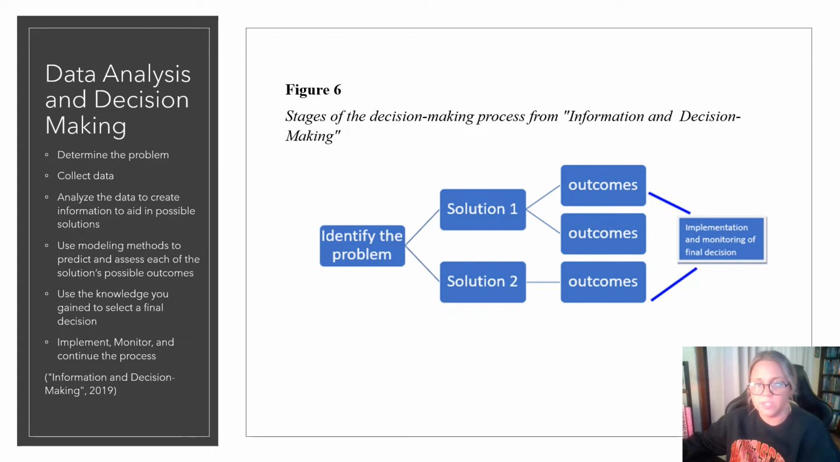The model shows the simplification of this. So you see, identify the problem, you have two possible solutions, and then what are the outcomes of those solutions? And then once you decide, you monitor and then impact or change your decision based off of the results of that decision, and continue to gather that information and again, repeat the process.